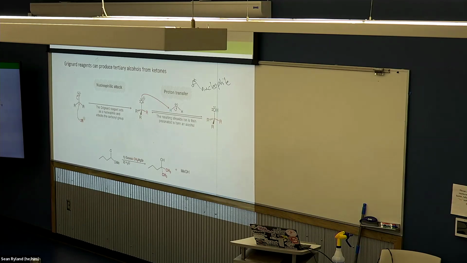We just make two equivalents of this. This is methyl magnesium bromide, or a methyl Grignard reagent. And we just do it twice, and then introduce our water. This is similar to the lithium aluminum hydride. The water has to be a separate step. Otherwise, the water is going to react with the Grignard reagent faster than our carbon will.